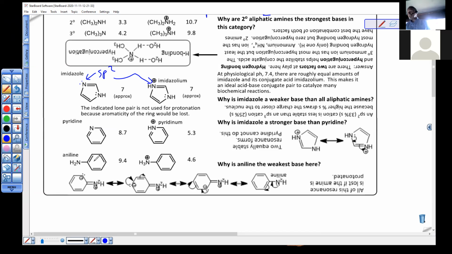Can we have that same resonance stabilization of the lone pair here? No, you can't. There's no lone pair. You can't resonate this with the benzene at all. You've lost resonance. All this resonance down here is lost if you put a proton on the nitrogen. So anytime you do a reaction where you lose a lot of resonance, that's never a good thing, right? So the anilines are our worst bases.